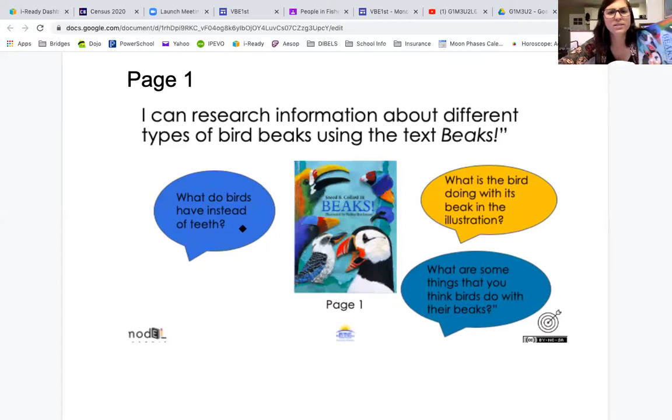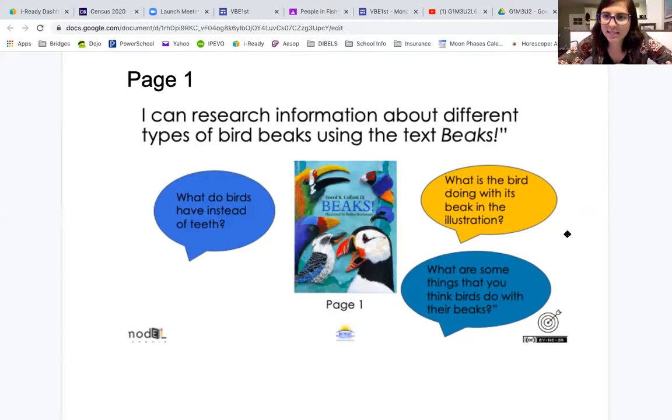What do birds have instead of teeth? Do they have teeth? Do they go to the dentist? They're like, hey, man, I got a cavity, can you help me out? No, they don't. What do they have instead of teeth? We drew this right before we left, I think it was like 3 weeks ago. Beaks. Instead of teeth, they have beaks.